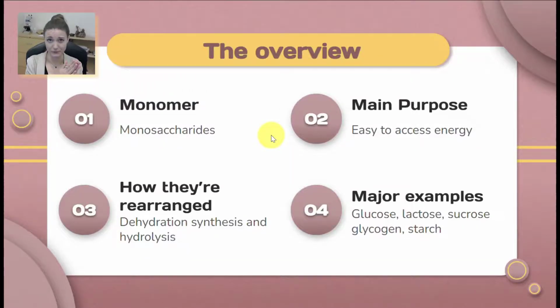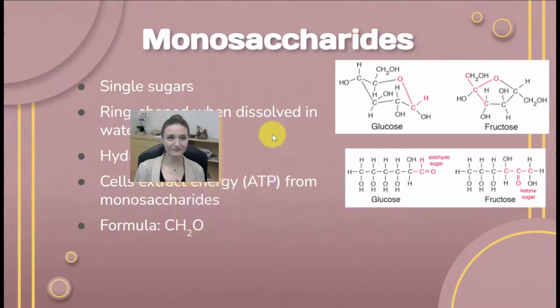Okay, here's our big picture, where we're going today. Carbohydrates, they're monomers, monosaccharides. Their main purpose is easy access to energy, quick access to energy for cells. How they're arranged, how they're built, how they're deconstructed: dehydration synthesis and hydrolysis. And major types of examples that you should know from the reading: glucose, lactose, sucrose, glycogen, starch, and I'd throw cellulose in there as well.